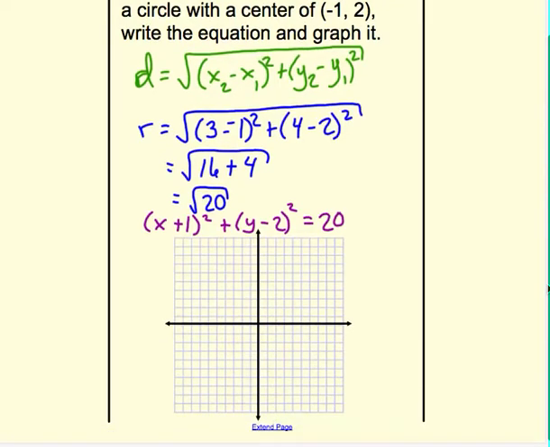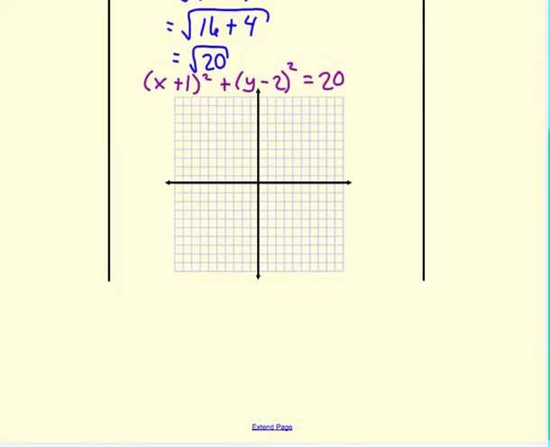Again, to graph, I'm going to start with the center of my circle at (-1, 2). And this time it's going to be a little bit more challenging to graph the circle because 20 is not a perfect square. The square root of 20 is approximately 4.5, so I'm just going to go about 4.5 units in each of those 4 directions. And try and make it as circular as I can.